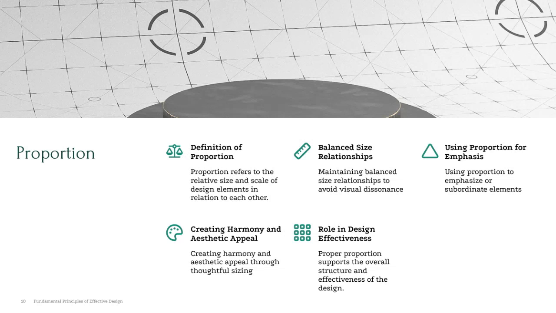Proportion is all about the relative size and scale of different design elements compared to each other. It's important to maintain balanced size relationships so the design feels cohesive and doesn't create any visual confusion or dissonance. By carefully adjusting proportions, we can emphasize certain elements to draw attention or subordinate others to keep the focus where we want it. Thoughtful sizing helps create harmony and enhances the overall aesthetic appeal of the design. Ultimately, getting the proportion right supports the structure of the design and makes it more effective in communicating its intended message.